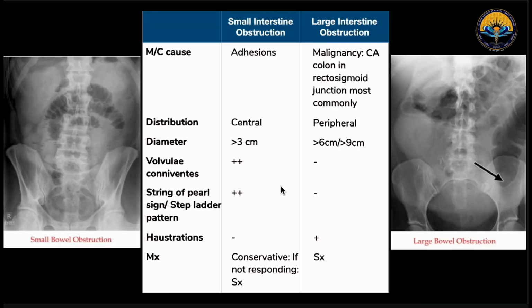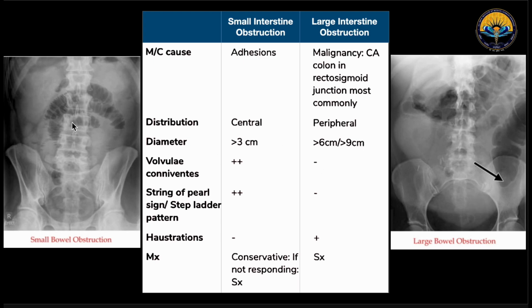Then if we compare small intestine and large intestine obstruction, in small intestine obstruction the dilated loops are mainly central, whereas in large intestine obstruction they are mainly peripheral. The diameter in small intestine obstruction is approximately 3 or more centimeters, whereas for large intestine it's more than 6 centimeters, and more than 9 centimeters for the sigmoid.